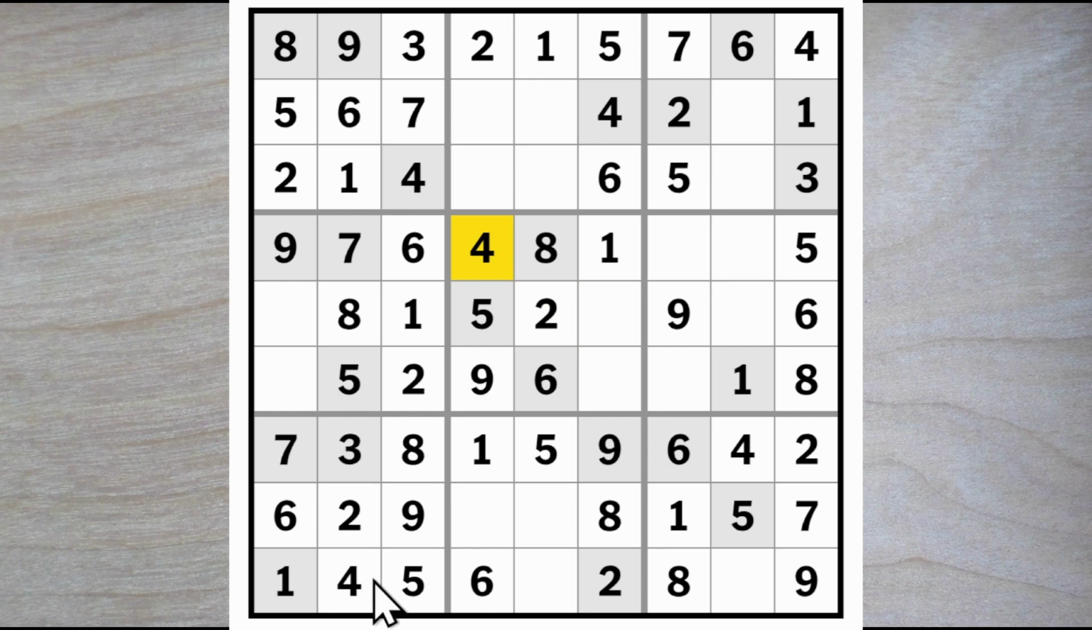4 blocks down and across, here's a 4. The last square here must be a 3. That gives us a 3 here. Down here we need to find a 7, and therefore a 7 here. 8, 9, 8, 9, 8 blocks up, here's a 9, here's a 9, here's the 8, and here is an 8.